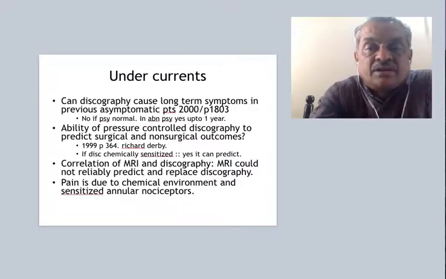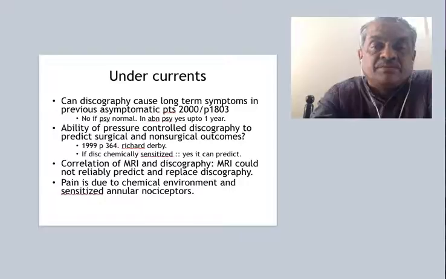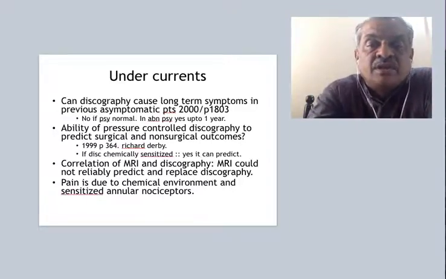There are certain undercurrents, and these are: can discography cause long-term symptoms in previously asymptomatic patients? This was a study in 2000, and if the psychology is normal, then no. If there is abnormal psychology, then the patients are known to have some issues and some symptoms up to 1 year of the act of discography.